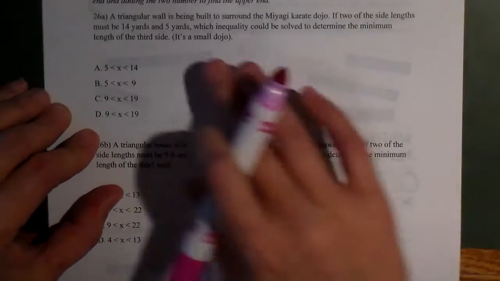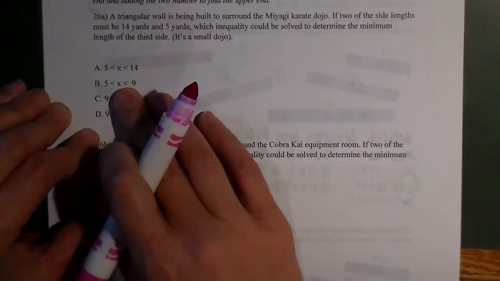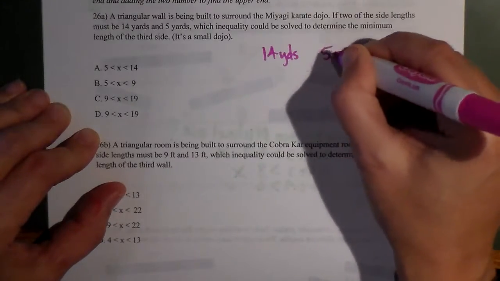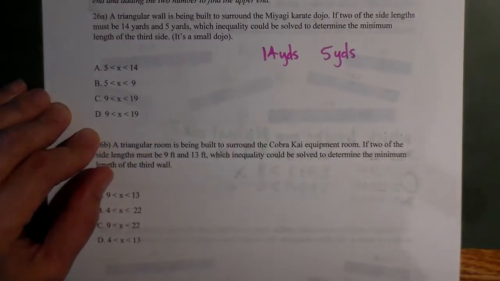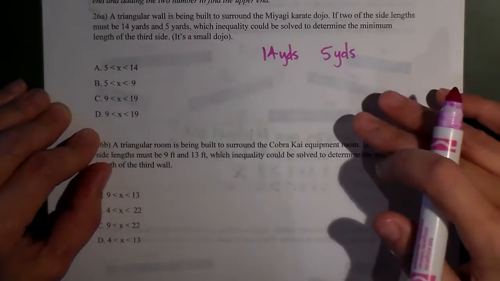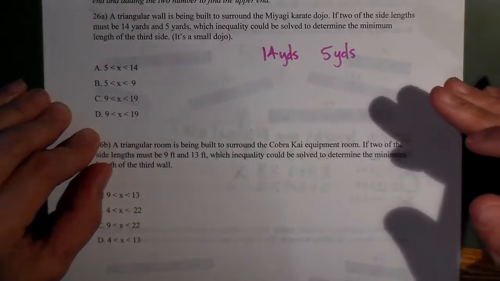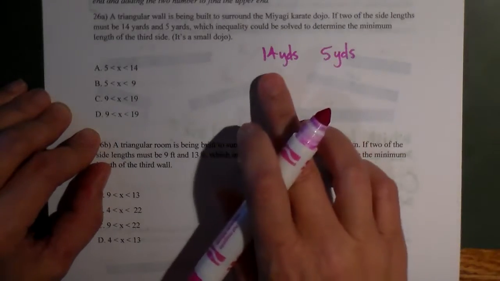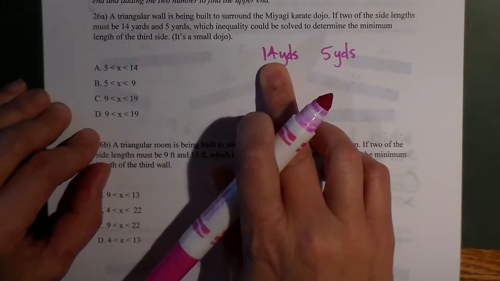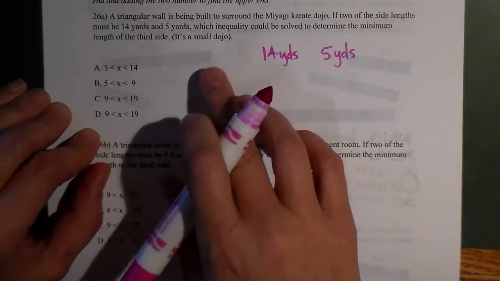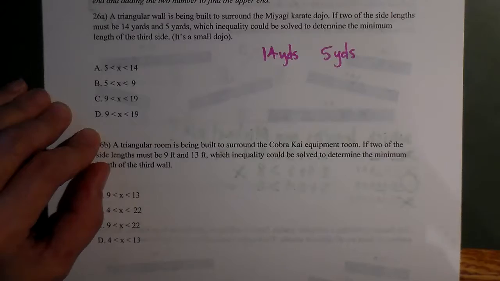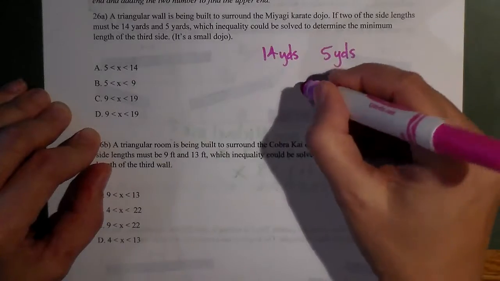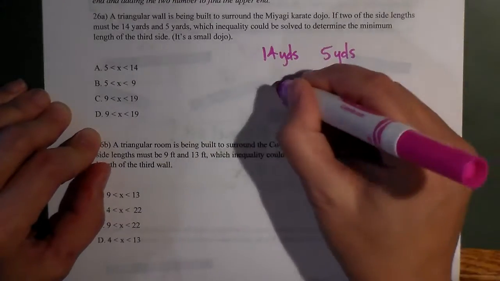Well, first of all, it is a small dojo. When you have two lengths, I've got 14 yards and I've got 5 yards. So the question is, what's the smallest my third side could be? Well, you create a range when you know two sides and you don't know the third one, because we don't know, is 14 the biggest side or is the missing side the biggest side? So without that being possible to figure out, we can only figure out a range. And here's how you do your range. It's real simple. The value you're looking for is in the middle.